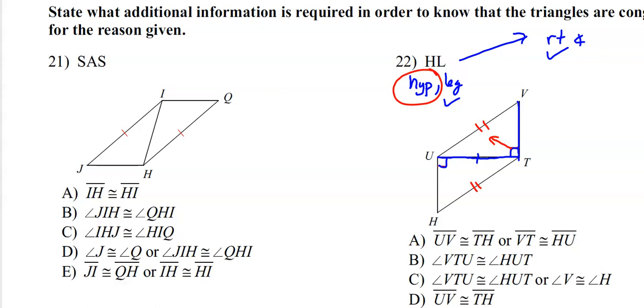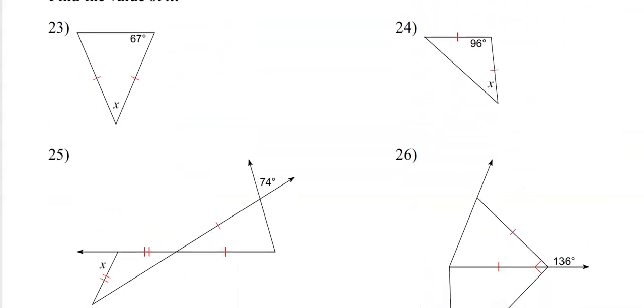Oh, crap. UV, actually right there it is. I don't need E. UV and TH, same thing as HT. Good to go. Next. Good.